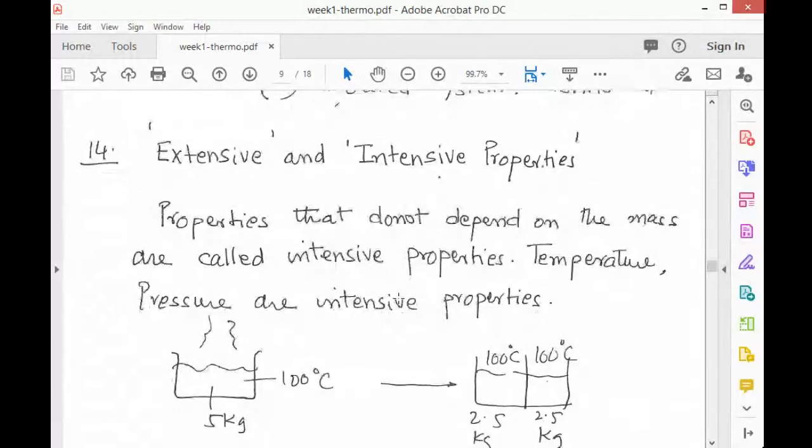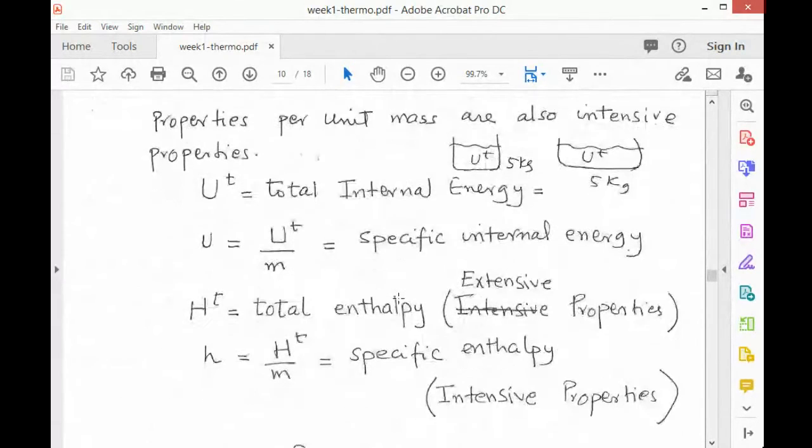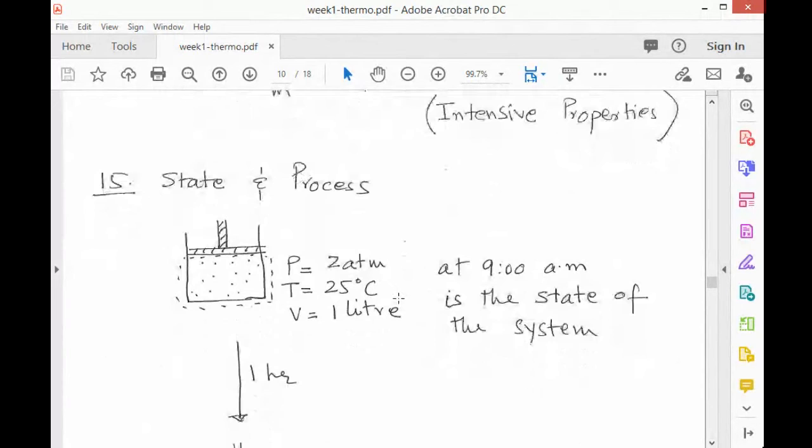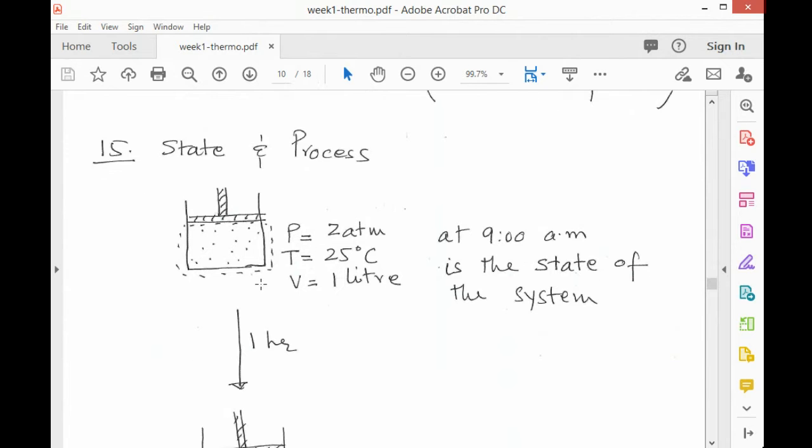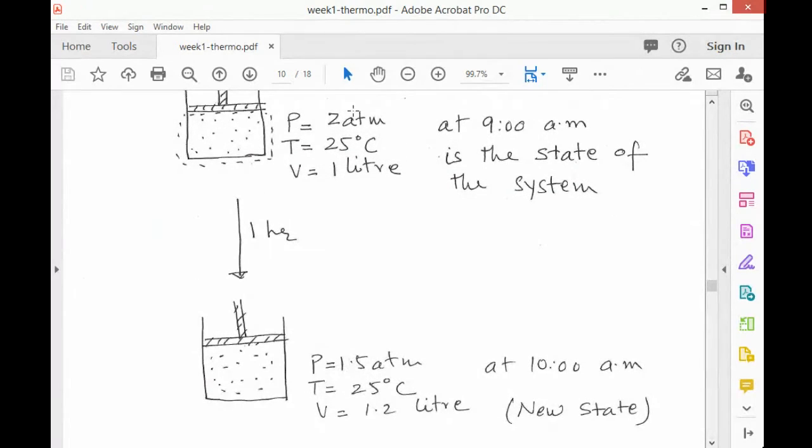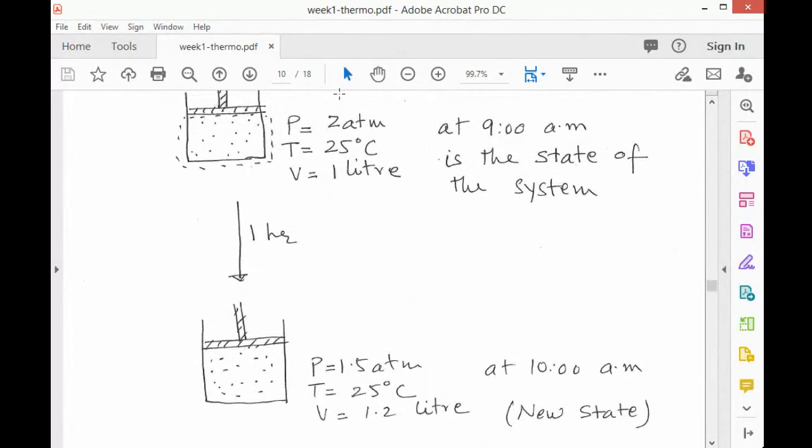Then we talked about extensive and intensive properties, which I already told you before. Then we talked about the state. State is the condition of the system at any given time. Like at 9 a.m., I take a screenshot and note the pressure and temperature. This is one state. Then I take another photo. If there is some difference, I say it has undergone a process. Something has happened to the system. If the condition is the same as before, I say the system has no process.